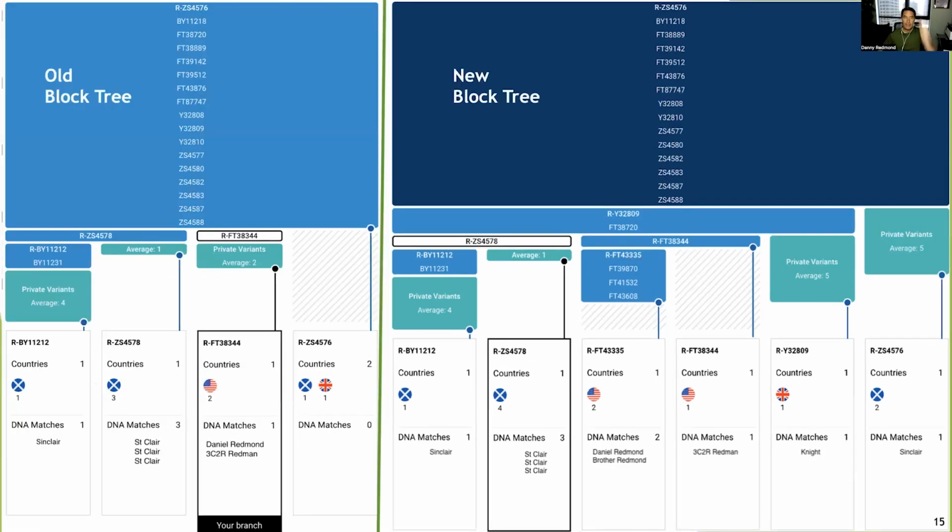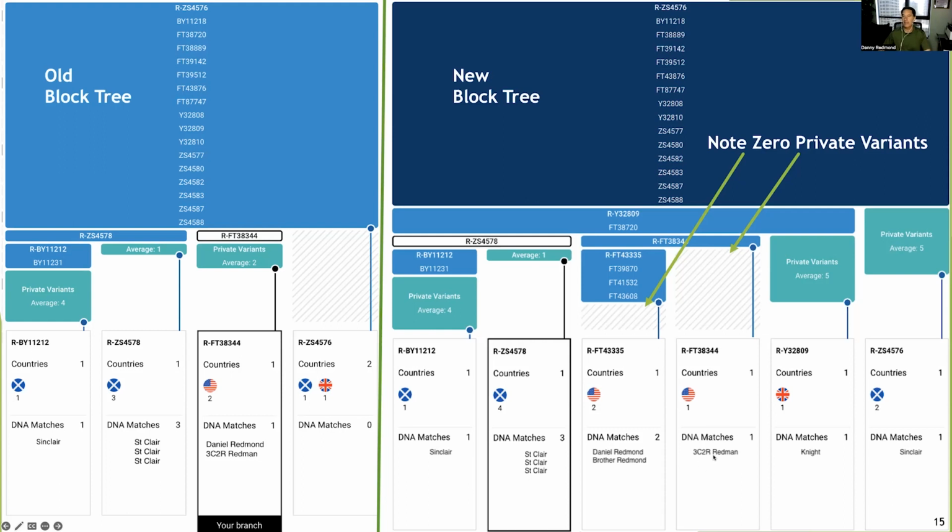So before I do that, I kind of want to put, again, a side-by-side comparison of the last block tree with the new block tree. On the left here, again, me and my cousin, then I tested, remember I had 4 private variants, I tested my brother, and he was positive for all 4 of them. So these hash marks just mean that there are no private variants. If you ever see that when you go to your block tree, that's all it means.